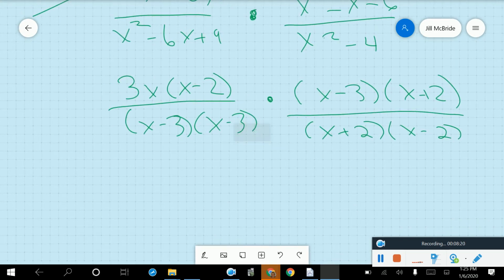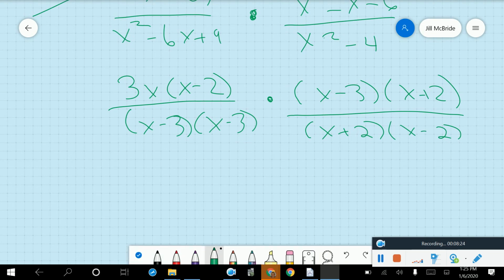Okay. Now you can cancel across a multiplication sign. You cannot cancel across addition and subtraction. But first thing we want to do is state our restrictions. What can x not equal? And remember, you have to do your restrictions before you cancel anything out, because you have to make the original problem exist. So if I look at my denominator, I see that x can't be 3, x can't be 2, and x can't be negative 2. So now I'm ready to go ahead and cancel.